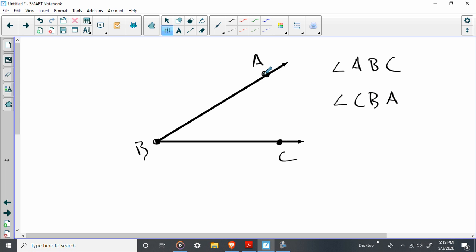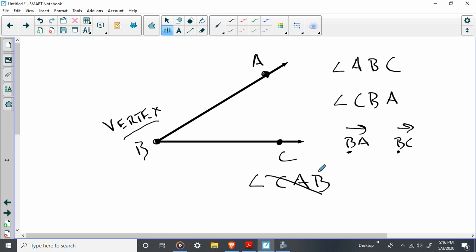What happens is this. Your vertex is a common endpoint of ray BA and ray BC. So we have ray BA and ray BC. They have a common endpoint, okay? That point is called the vertex, and it has to go in the middle. So just pretty much go in order, A, B, C, or C, B, A. You cannot name this. This is not angle CAB. No good, okay? Your vertex has to be in the middle of the name.